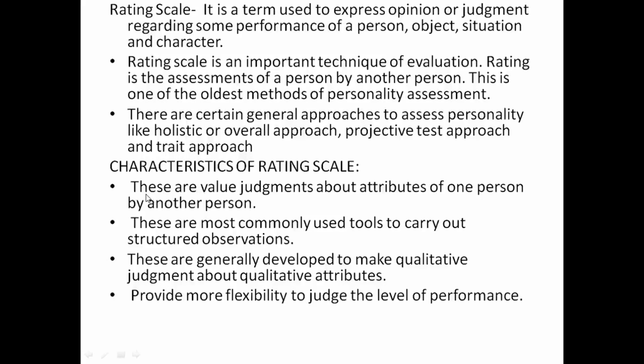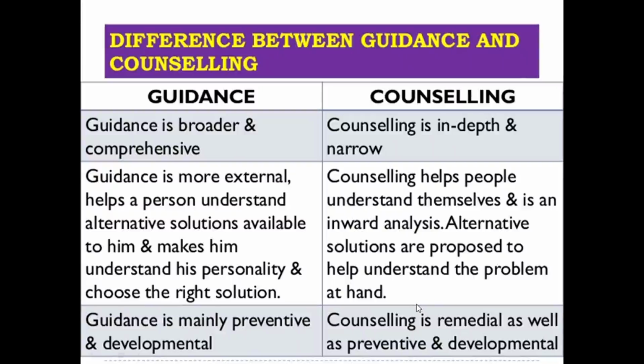Characteristics of a rating scale include the judgments about attributes of one person by another person. These are most commonly used in structured observation. These are generally developed to make qualitative judgments about qualitative attributes, and provide more flexibility to judge the level of performance.